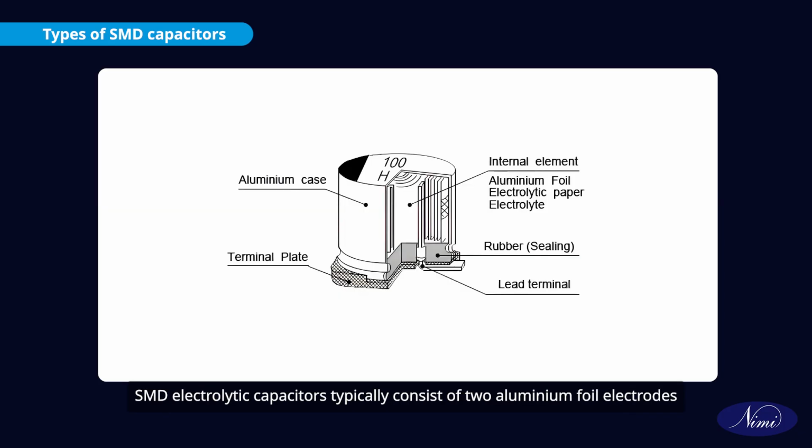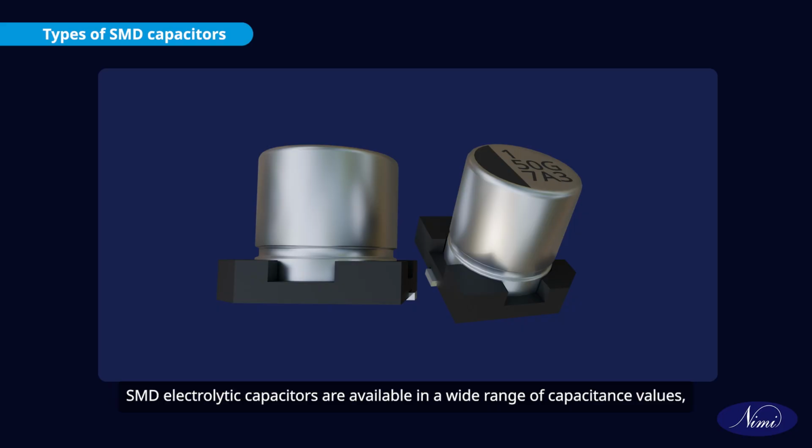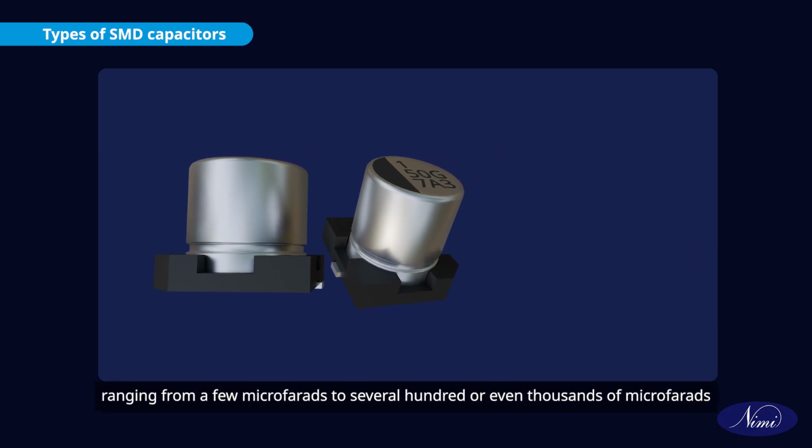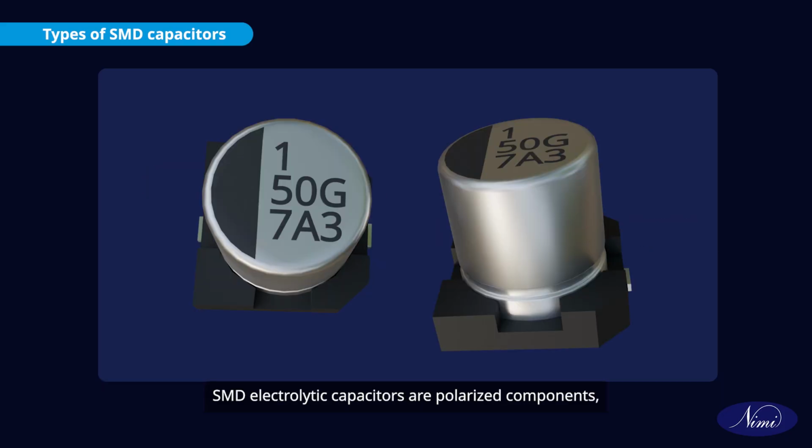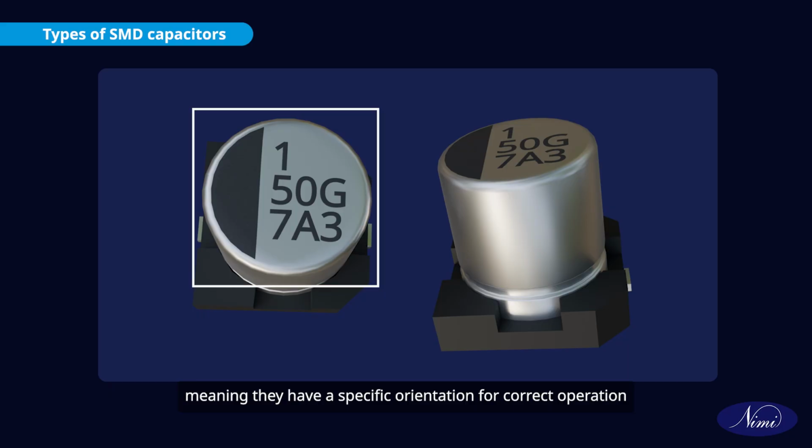SMD electrolyte capacitors typically consist of 2 aluminum foil electrodes separated by a layer of electrolyte soaked paper or polymer. SMD electrolyte capacitors are available in a wide range of capacitance values ranging from a few microfarads to several hundred or even thousands of microfarads. SMD electrolyte capacitors are polarized components, meaning they have a specific orientation for correct operation.